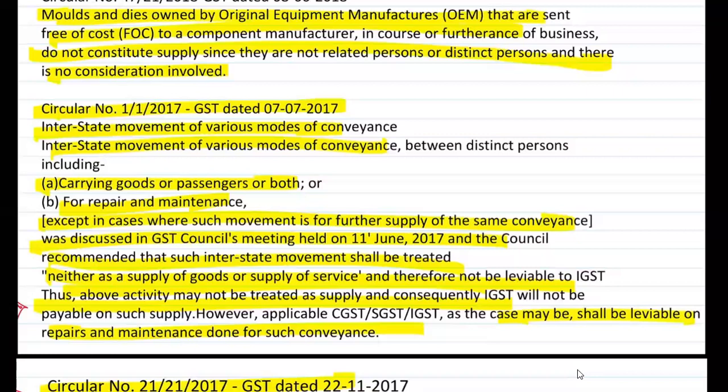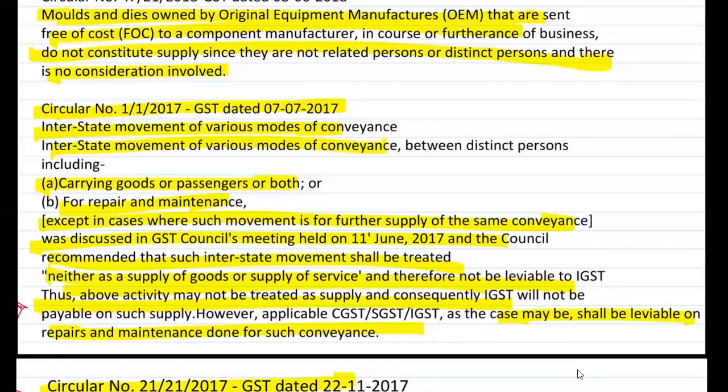But suppose I have that car manufacturing, I sell cars. I sent my technical team over there with the conveyance, and the conveyance was kept over there for further sale, and my technical team came back. So what was that? This was the case where such movement is for further supply. That means supply of that car, further supply of that car. So that will be treated as supply.